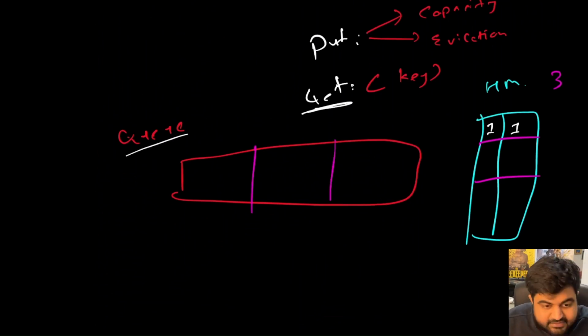Same way, the very first entry I'm going to enter inside the queue is going to be 1 because of the key. Second value is 2. Next value is 3.